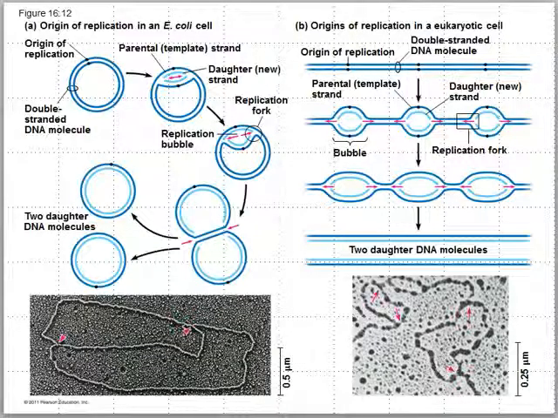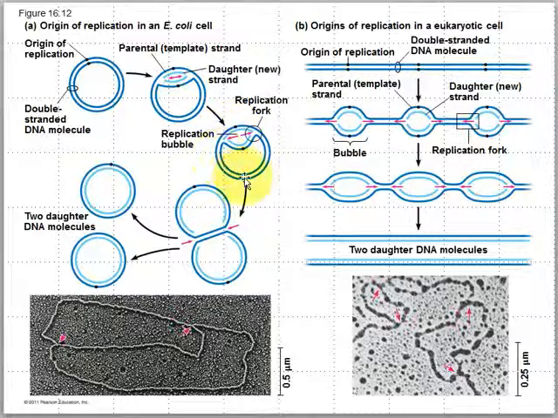Here we have a great illustration and some pictures showing how the E. coli cell is like the eukaryotic cell of a human or a mammal and how they're different. So in an E. coli cell, it's very simple. They have a single chromosome, a single DNA molecule, and it's in a circular shape. They're going to have a single point of origination, a point of replication that's going to open up a replication bubble, and then you're going to have what's called a replication fork. That's the Y shape where the bubble meets the still unwinding molecule.